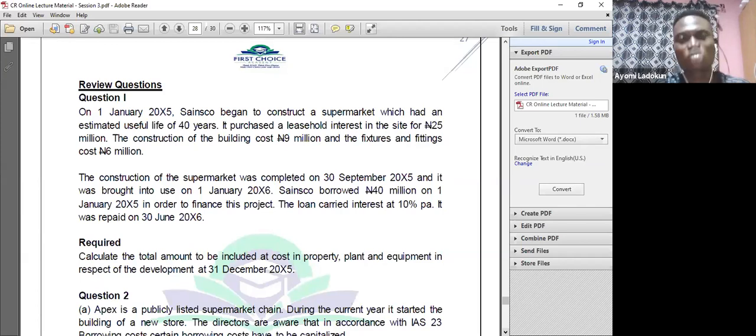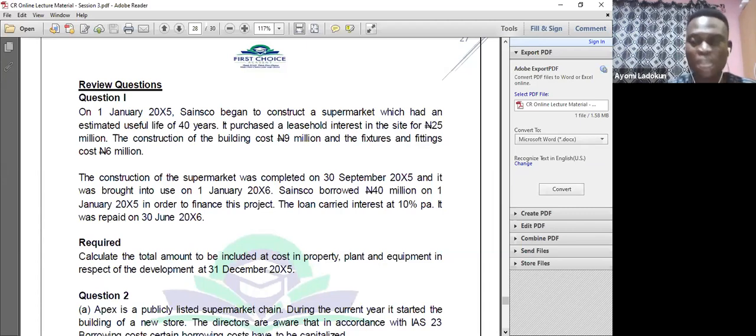Okay, then you suspend borrowing cost if the development program has been interrupted. However, if the interruption is necessary to get the asset ready for intended use or sale, borrowing cost will not be suspended. Then you cease borrowing costs if substantially all activities necessary to get the asset ready for intended use or sale are complete, or the construction program has been abandoned.